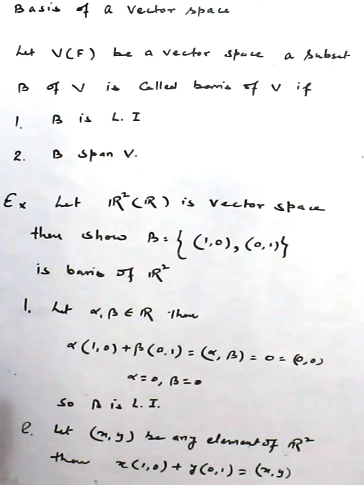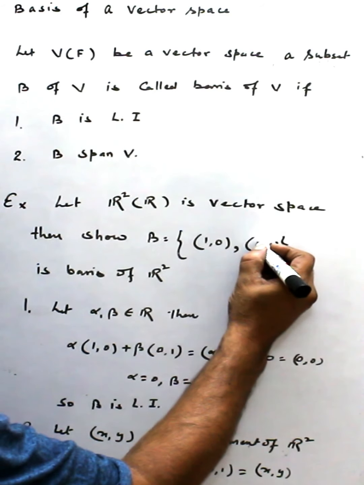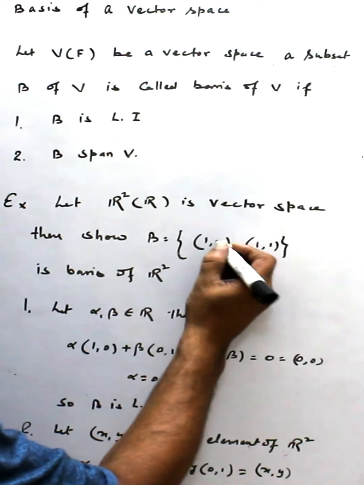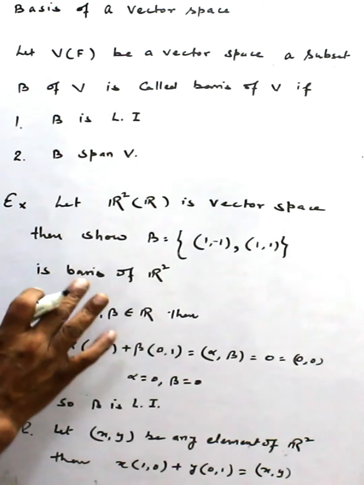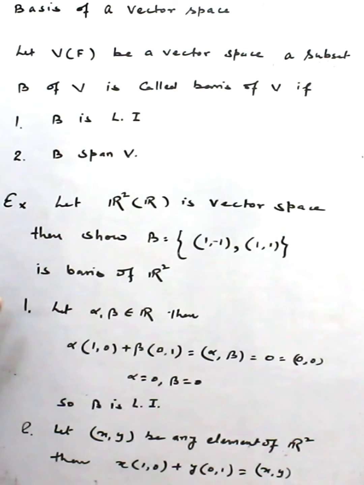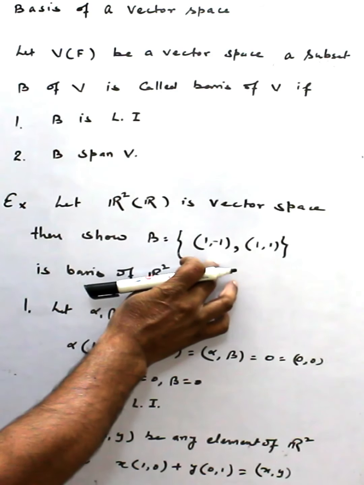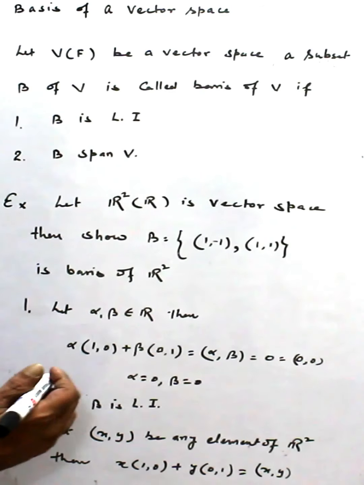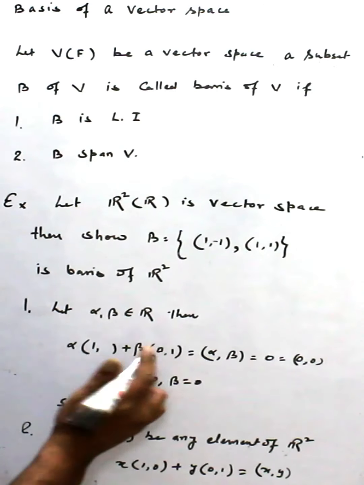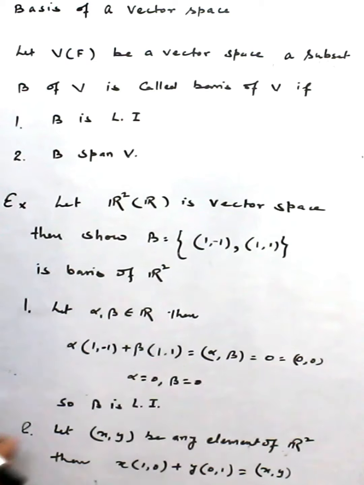Some other vectors also can be a basis. Like the same case, suppose I take here 1, and here I take minus 1. Now these vectors are different. Many bases can be there, that geometrically I will let you know. So now show that this set is a basis. I have changed this to minus 1 and this to 1.